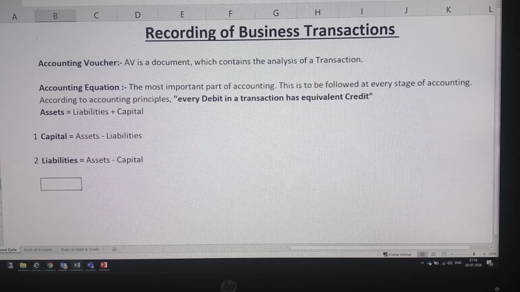Moving on to the accounting equation. The accounting equation is the most important part of accounting. This is followed at every stage of accounting. This is the basic principle that we need to follow, that every debit in a transaction has an equivalent credit. So the equation stands like this: assets is equal to liabilities plus capital. To arrive at capital, we do assets minus liabilities. To arrive at liabilities, we do assets minus capital.